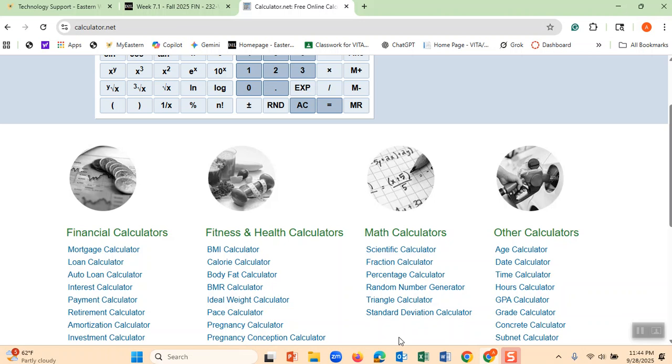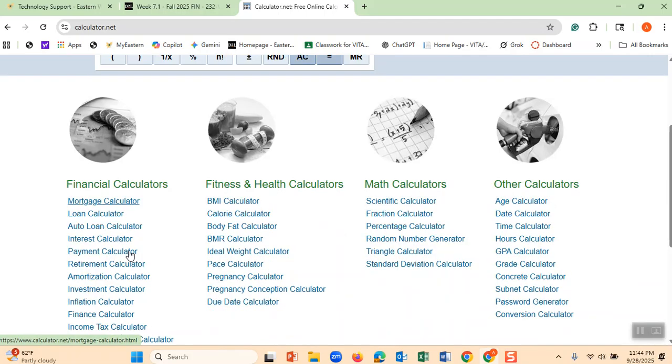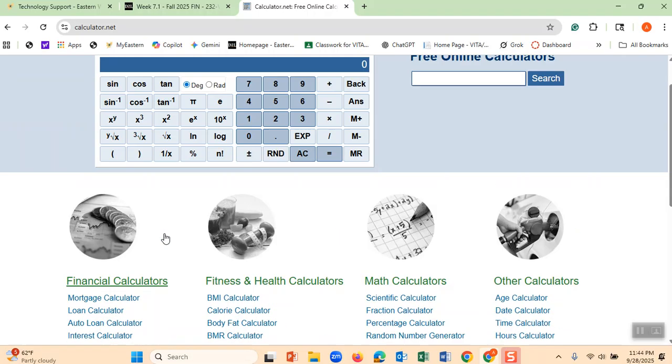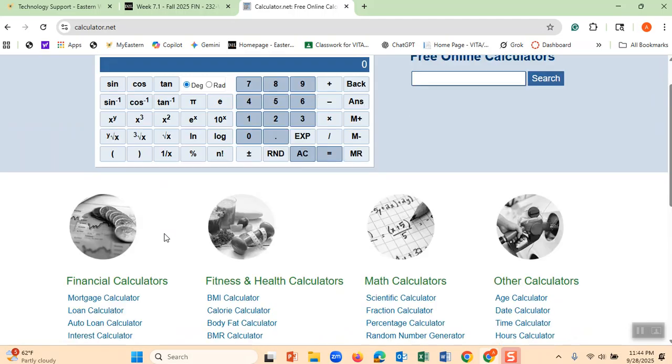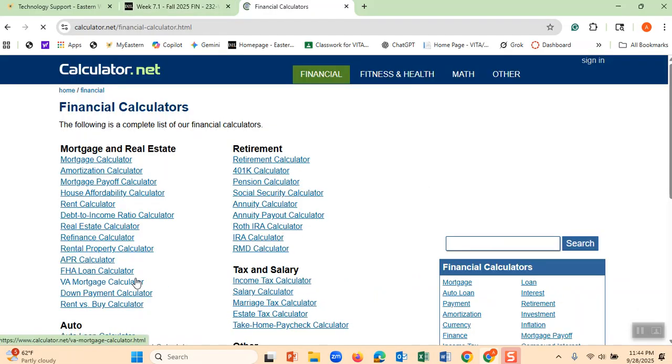Hello all. I want to show you about these financial calculators, and you have used one of these before. But today, for this week, we are going to learn significantly about these financial calculators. As you see, this is calculator.net, and I click here.